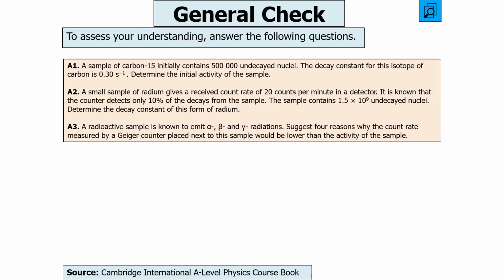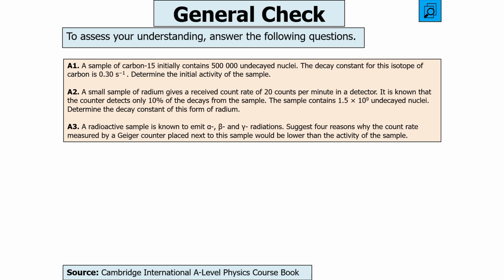The next question says, a sample of carbon-15 initially contains 500,000 undecayed nuclei. The decay constant for this isotope of carbon is 0.3 s^-1. Determine the initial activity of the sample. A small sample of radium gives a received count rate of 20 counts per minute in a detector. It is known that the counter detects only 10% of the decays from the sample. The sample contains 1.5 × 10^9 undecayed nuclei. Determine the decay constant of this form of radium. Then a radioactive sample is known to emit alpha, beta and gamma radiations.